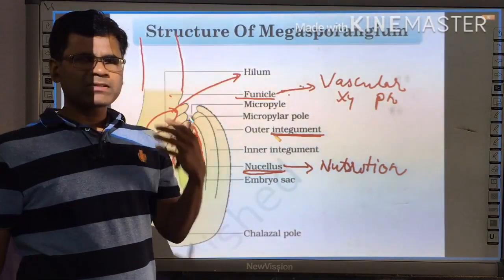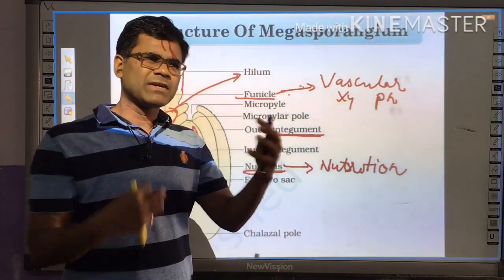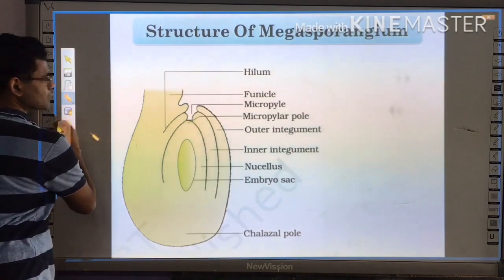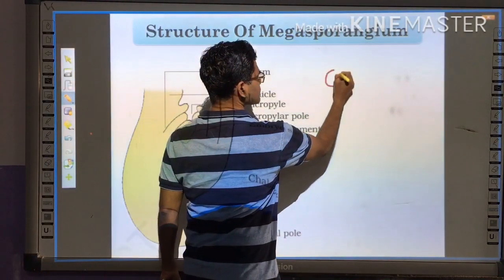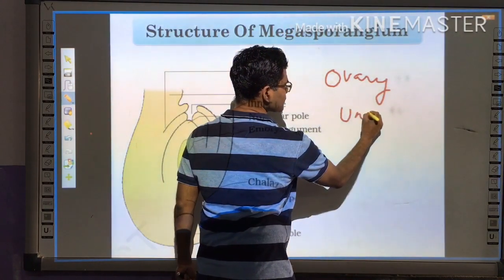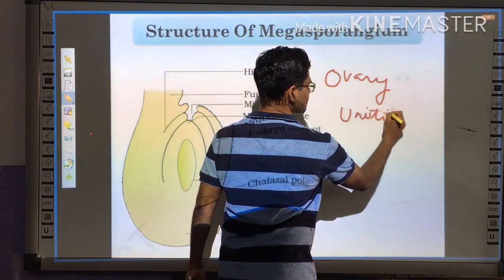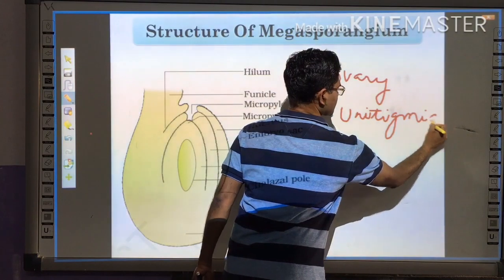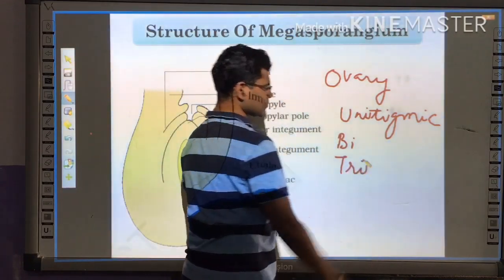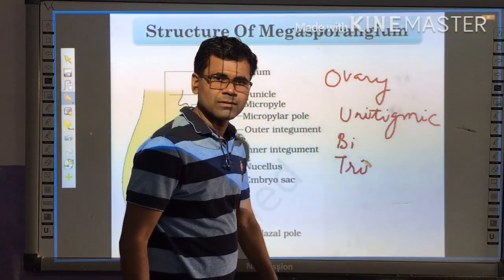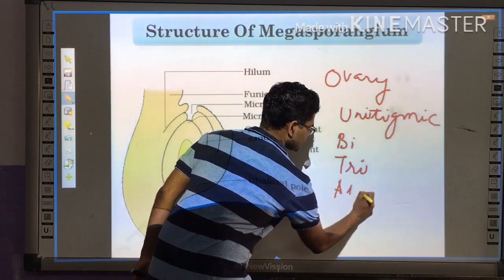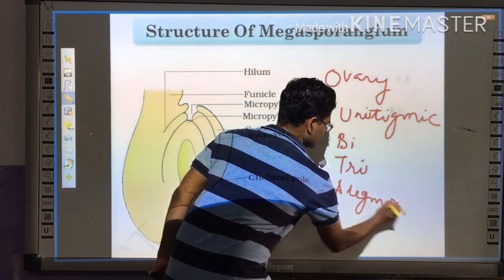Now, the ovule on the basis of integuments can further be classified into various types. If you talk about the ovule, it is classified as unitegmic, bitegmic, tritegmic, and the last one is, no, that is ategmic.